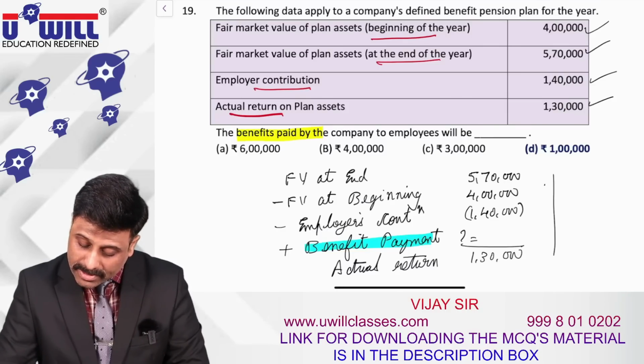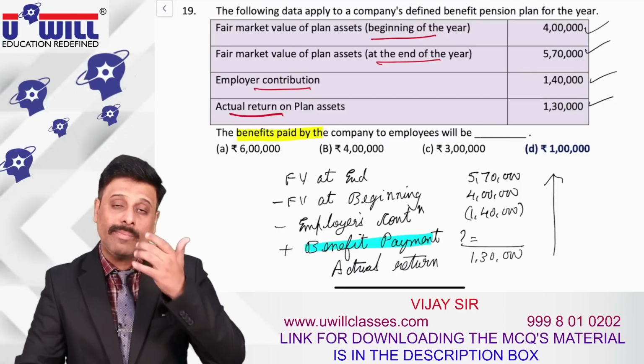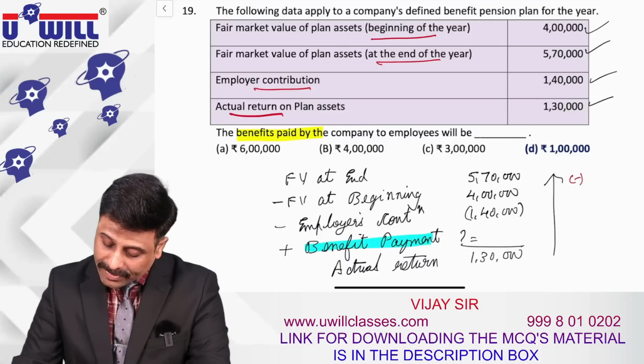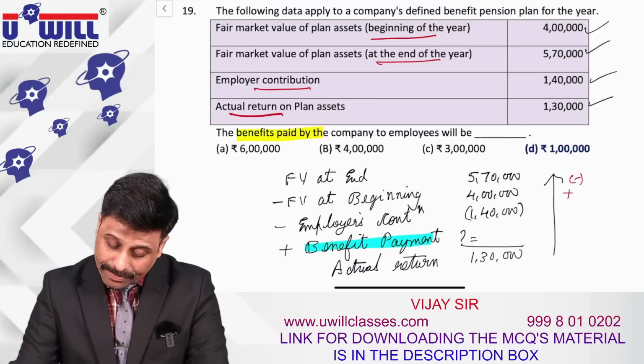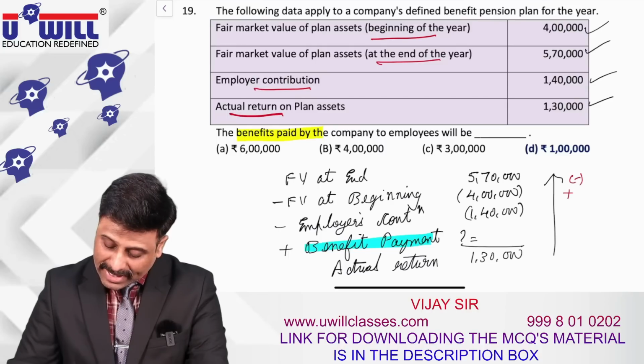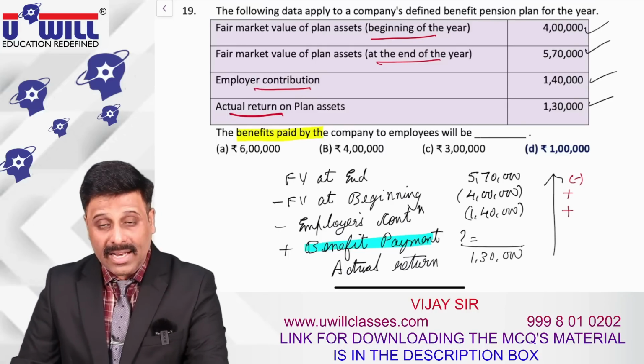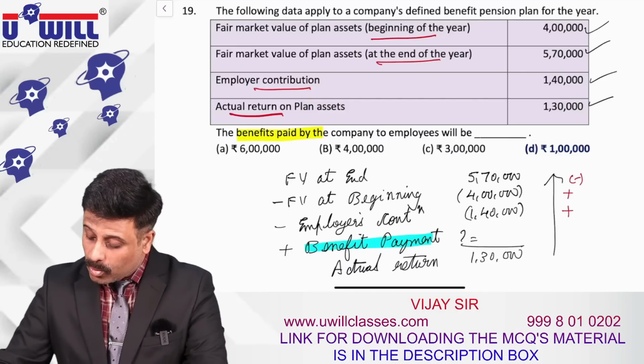Now we will go reverse. Reverse means what will we do? Opposite. We'll do opposite. So normally 5,70,000 is added. Now we will minus. Normally 4 lakhs is minus. Now we will plus. This 4 lakhs normally we subtract. Now we will plus. 1,40,000 normally we minus. Now we will plus. So all of you do this.